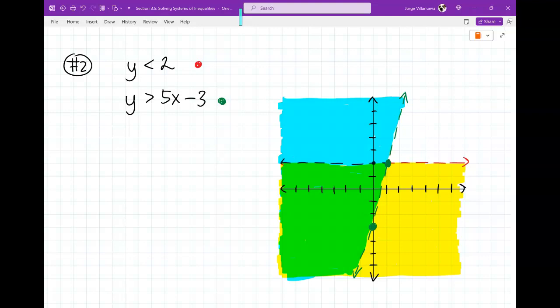So there you go. That green section is your solution. And you're done. You don't have to write anything. You don't have to write a sentence. Nothing. That's it. That's your solution.